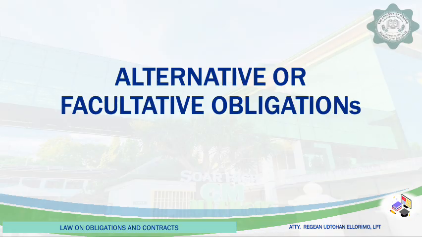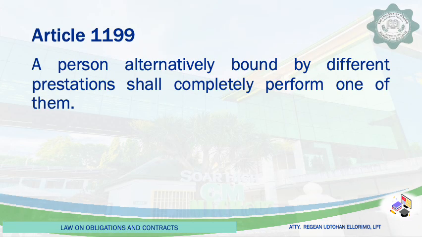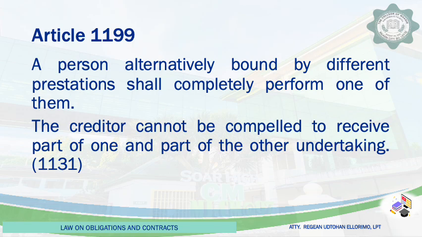Let's talk about Article 1199. Now, a person alternatively bound by different prestations shall completely perform one of them. The creditor cannot be compelled to receive part of one and part of the other undertaking. Class, Article 1199 of the Civil Code refers to alternative obligations. This is a situation where a debtor is bound to perform one among several prestations, either acts or services.